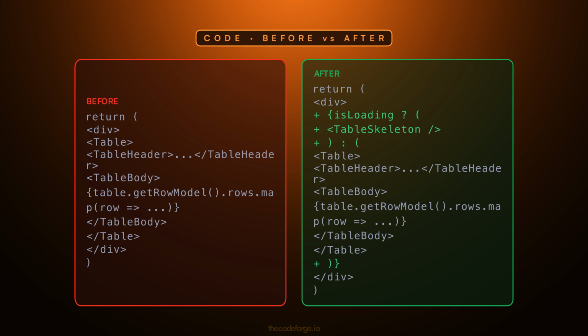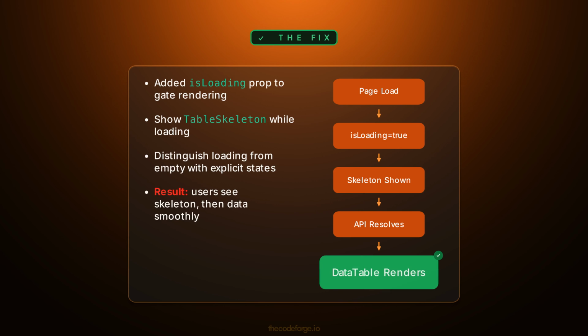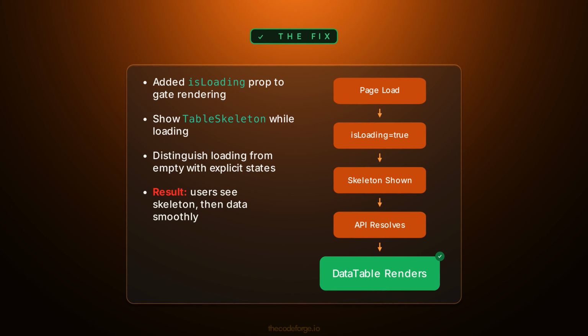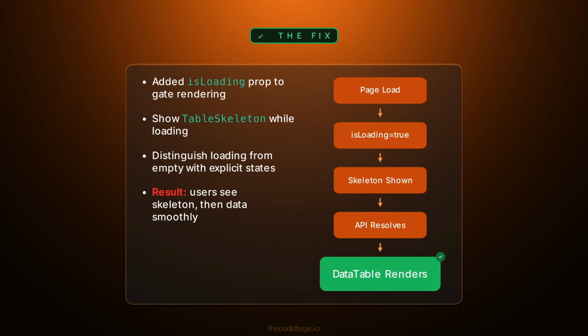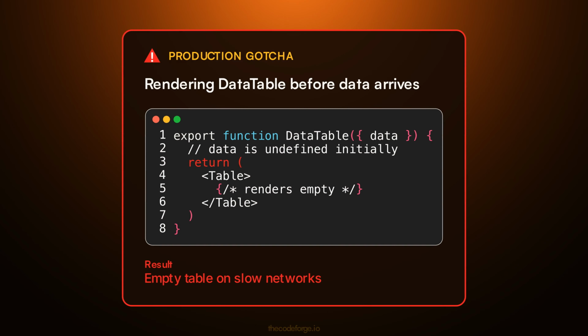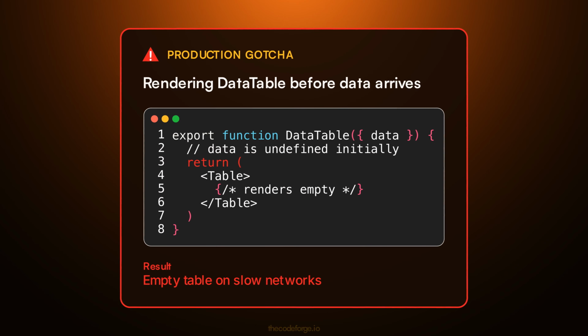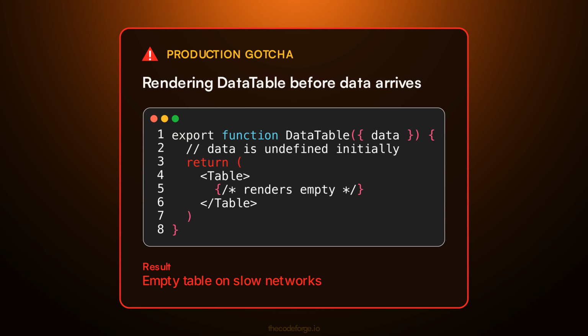The fix adds a conditional skeleton that displays while isLoading is true. The fix is simple. Pass an isLoading prop and return the skeleton component when true. This tells the user something is happening, and when data arrives, the table appears seamlessly. This is the mistake, rendering the table component before data is available. The table appears empty, and users perceive a broken page.